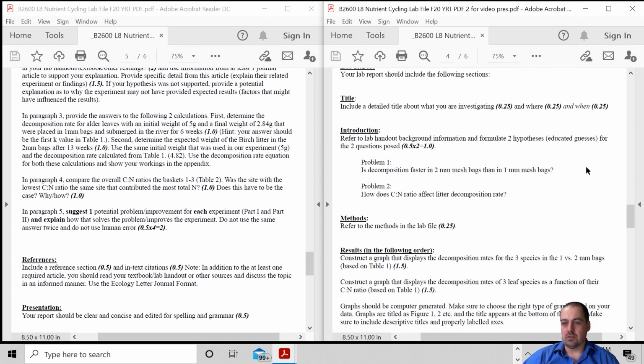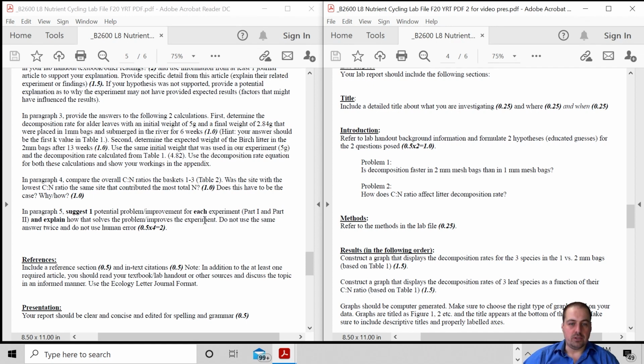It could be that there was another source of nitrogen next to the bag, and that's why you didn't get the obvious trend with your carbon nitrogen ratio and your decomposition rate. The obvious one that most people are going to pick is it should be repeated in different areas for consistency. You can use that one.